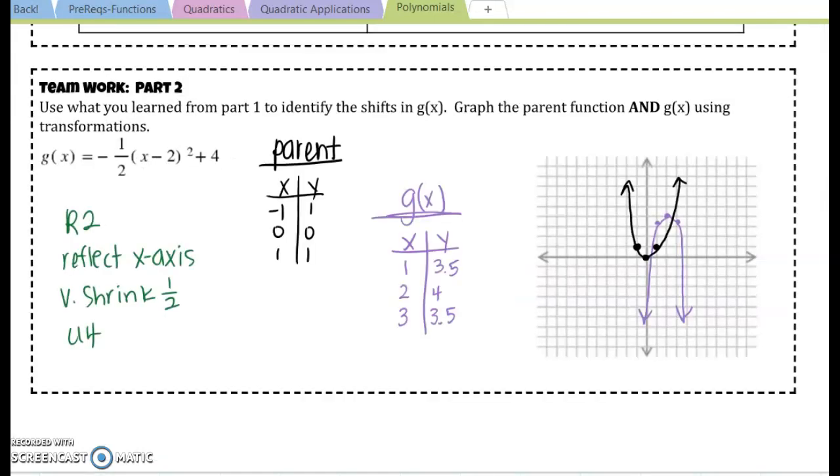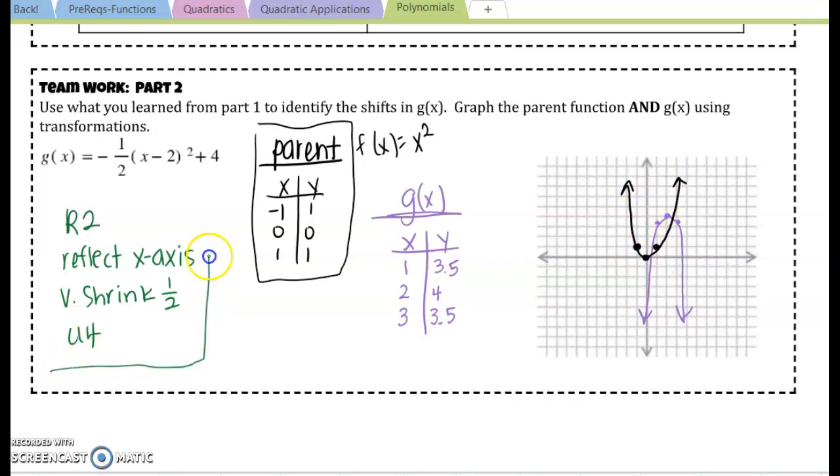So talking about teamwork part 2, the first place I'm going to start is I recognize my parent function. Since there is a squared here, that means my parent function is actually going to be f of x equals x squared. So right here in black, I've created my parent function table, and I've graphed it here in black. Then I needed to identify my shifts. Over here, you'll see that I have all of my shifts identified.